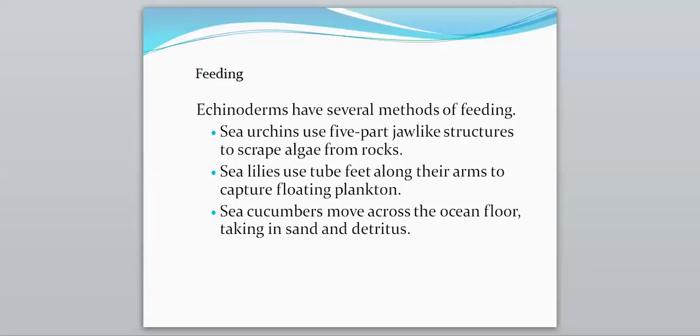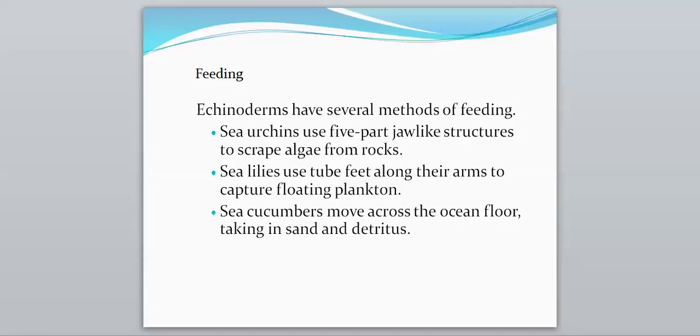Sea urchins have a jaw-like structure, and they use it to scrape algae from rocks. Another example of this group are sea lilies, and they use tube feet along their arms to capture floating plankton. And then there are sea cucumbers that move across the ocean floor, and they take in sand and detritus, which is just dead, decaying, and decomposing material.